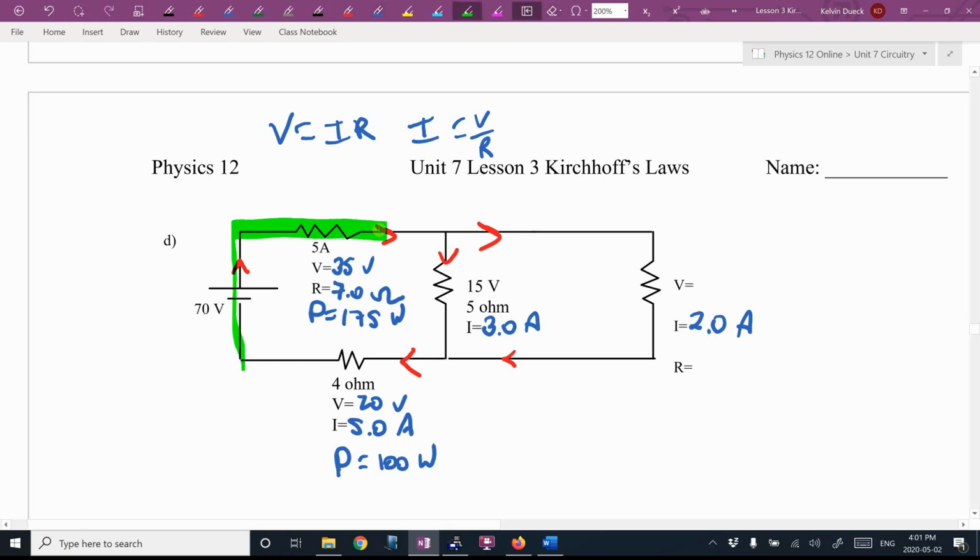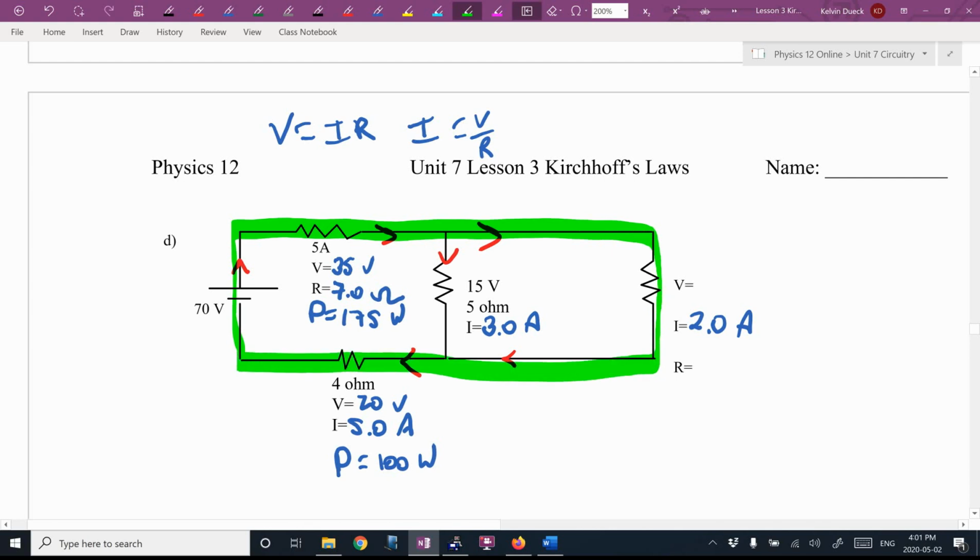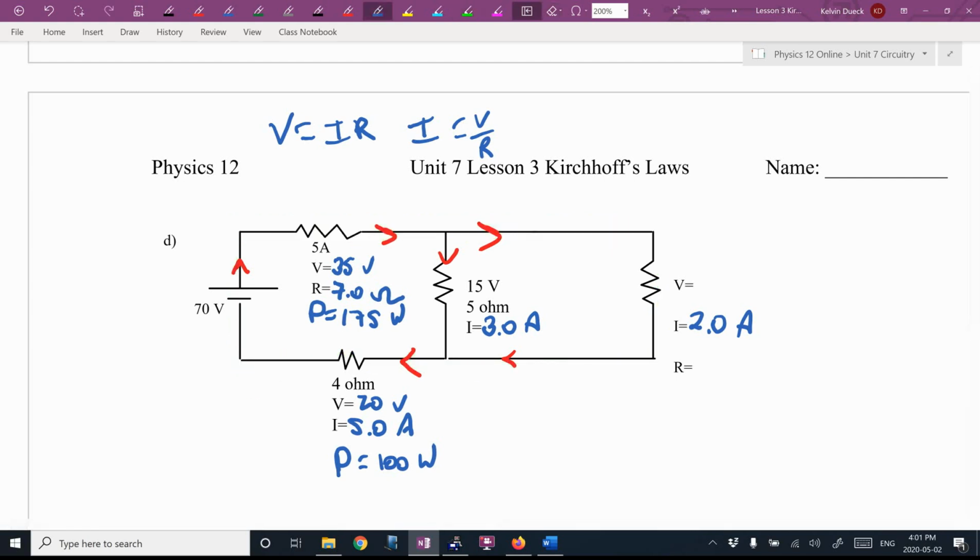70 volts, lose 35, leaving 35. I don't know how much, but I lost 20. That got me down to the ground. You know what? This has to be 15 volts. Knock, knock. I know two things. I know four things. This has got to be V over I, 7.5 ohms. And the power is V times I, 30 watts. Oh, I didn't do power for the middle one. Power is V times I, 15 times 3, 45 watts.